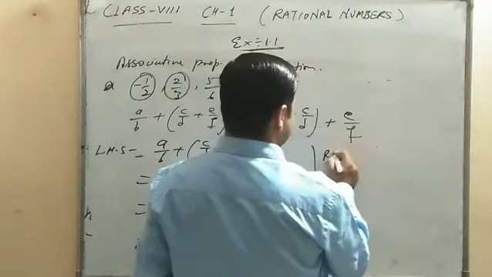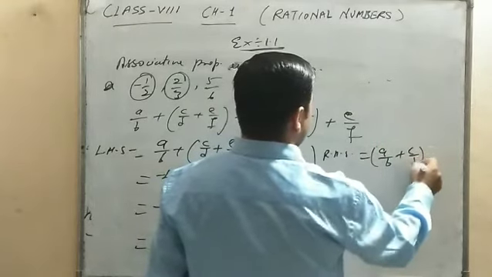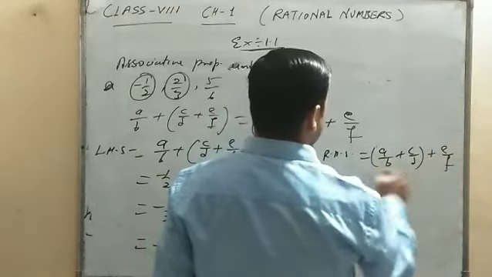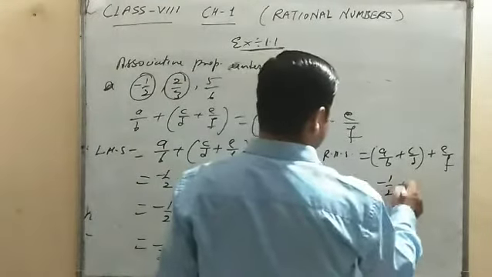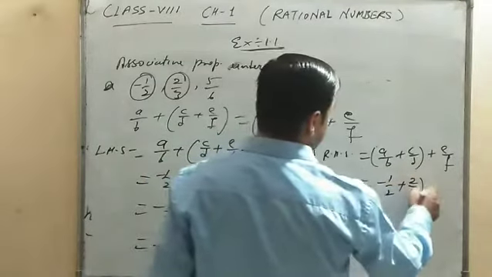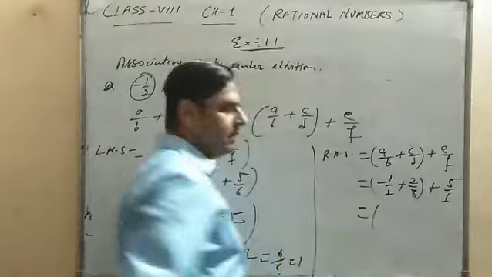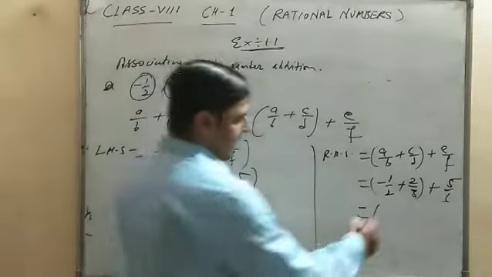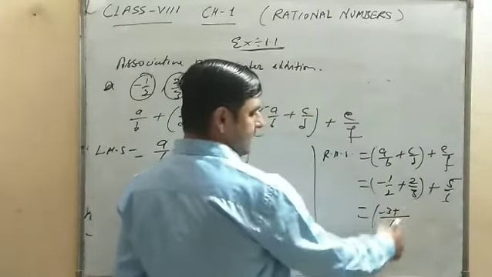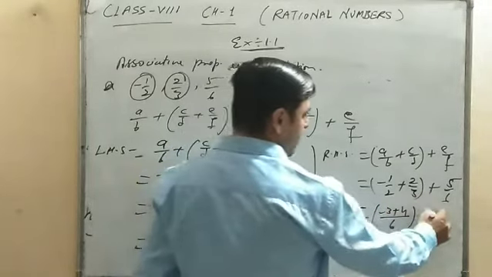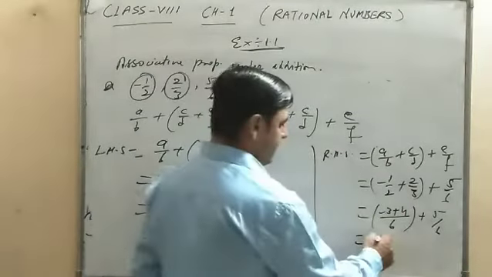Now I will check the right hand side. So the right hand side, in brackets, a by b plus c by d, plus e upon f. So what is the value of a by b? Minus 1 by 2, c by d is 2 by 3 and 5 by 6. So firstly we will solve the small brackets. In which the LCM is 6. 6 by 2, 3, minus 3. 6 by 3, 2. 2 2s are 4. So 4 minus 3, 1 upon 6.